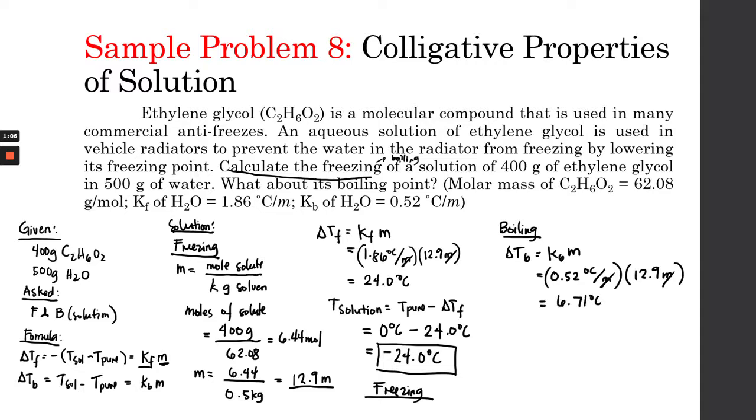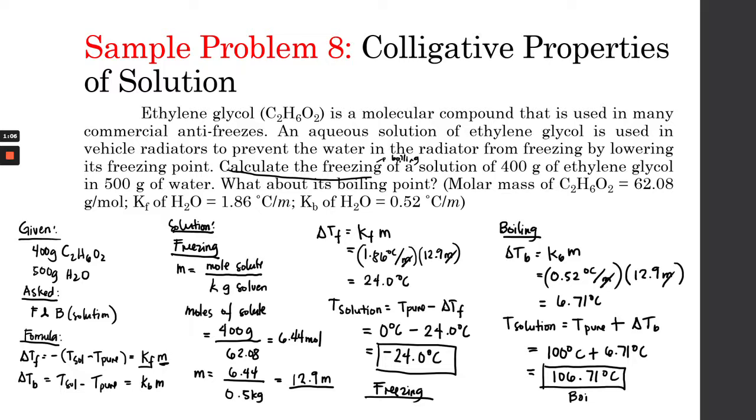6.71 degrees Celsius. And the temperature of the solution is equal to the temperature of the pure solvent. In this case, we have to add delta Tb, because this is boiling. So the boiling point of our pure solvent, the boiling point of water, is 100 degrees Celsius plus 6.71 degrees Celsius. And what we get is 106.71 degrees Celsius. That is the boiling point of our solution.